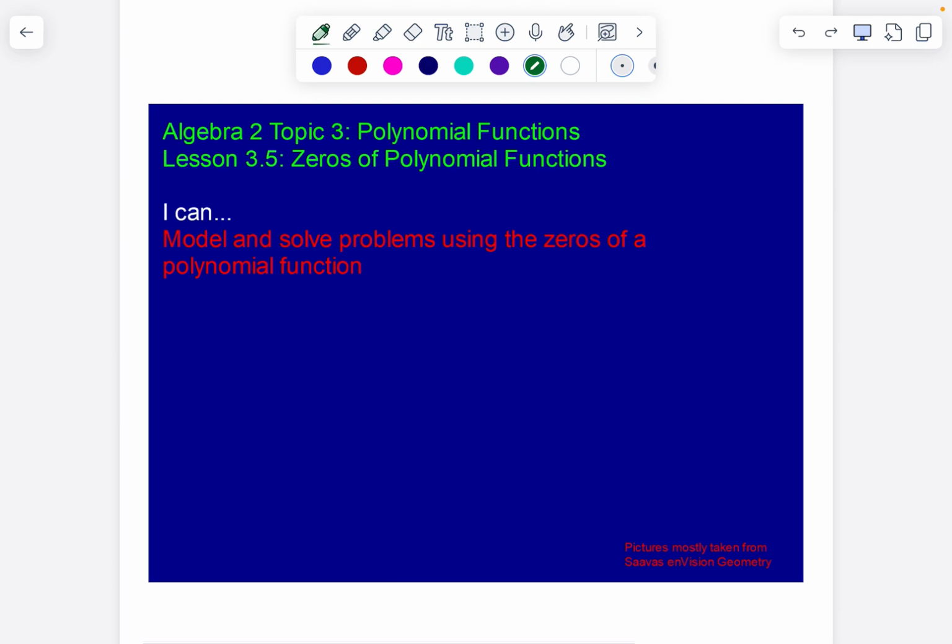And so our next topic is what we call multiplicity of zeros. It's kind of a weird name, but it's kind of cool at the same time. So you can see it says model and solve problems using zeros of a polynomial. Let's do a quick review. Let's say I give you one in factored form. Maybe it's something like this. And I want to know what the zeros are.